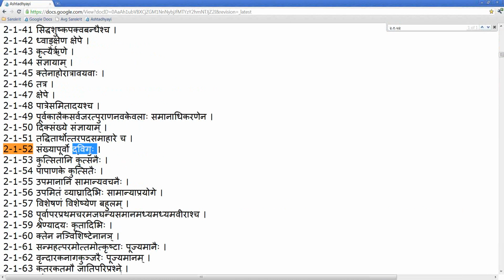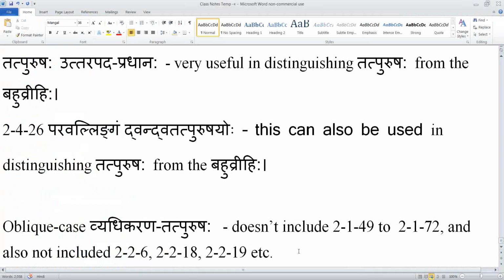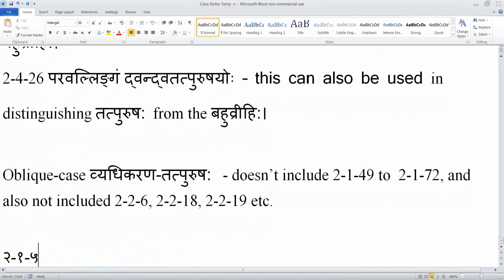Sankhya purva dvigu. So I just put this number here. Of course, dvigu compounds have a lot of conditions on them, but we'll come to that. So 2152. This is a subset of the karmadharaya compounds. So 2152 is sankhya purva dvigu. We'll just copy it from there.